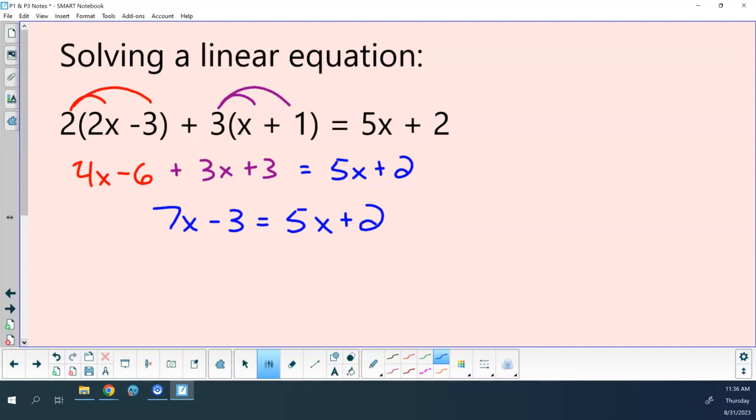Subtract 5x on both sides. So whatever I do on one side, I've got to do on the other. What's my other option? Subtract 2. Subtract 2 from both sides.